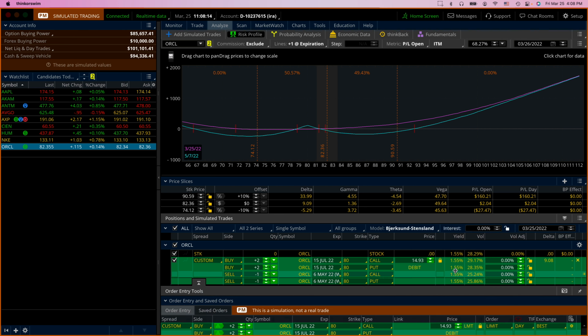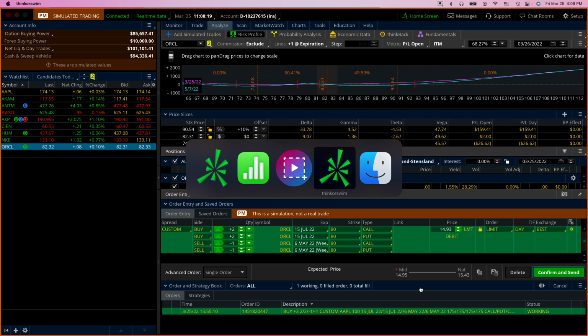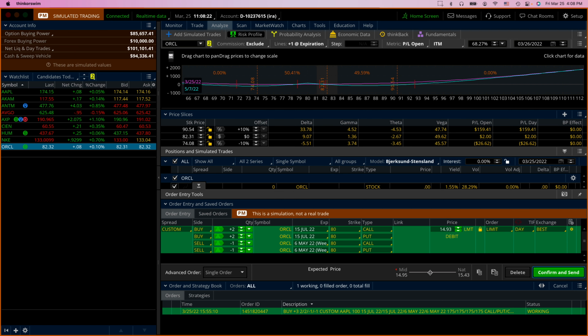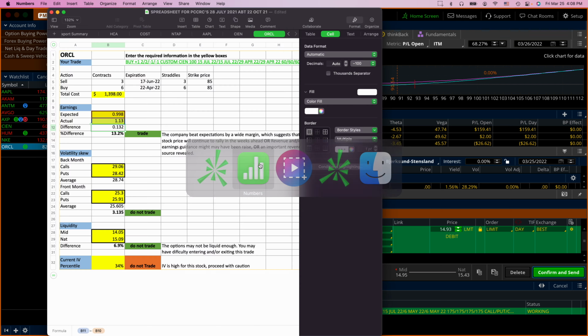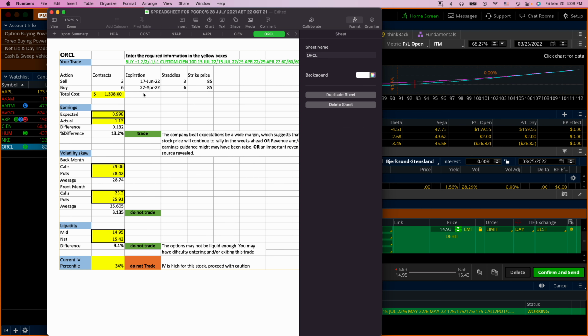Okay, let's say create duplicate order, and here's the mid versus natural. Here at the bottom right corner of your screen, that's the mid versus natural. That's the price, the asking price. Let's go to the item here, liquidity. Mid is 14.95 versus natural 15.43, and that gives me 3.1%. Yes, borderline, and these do not trade. So I'm going to check this out next week.